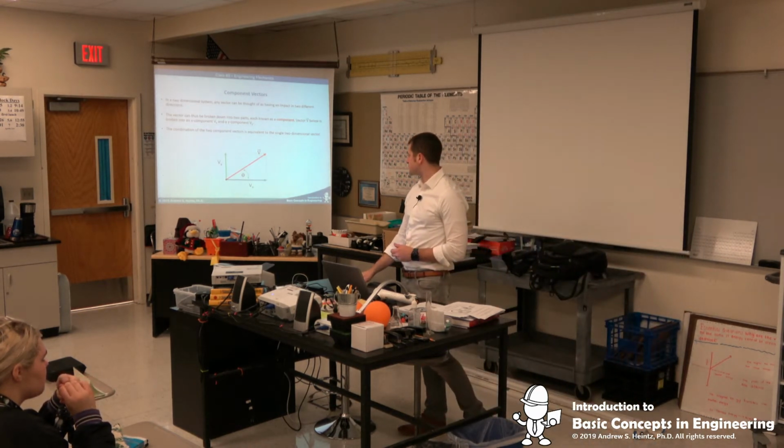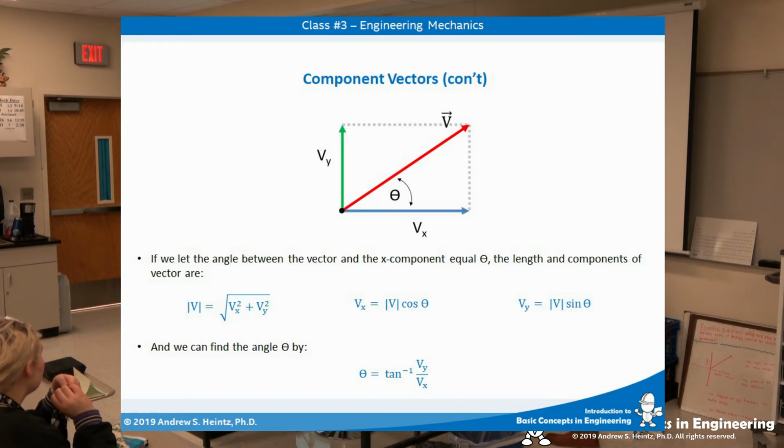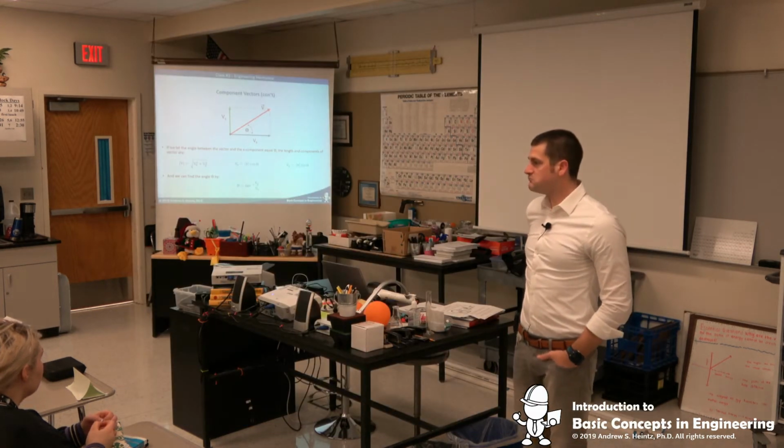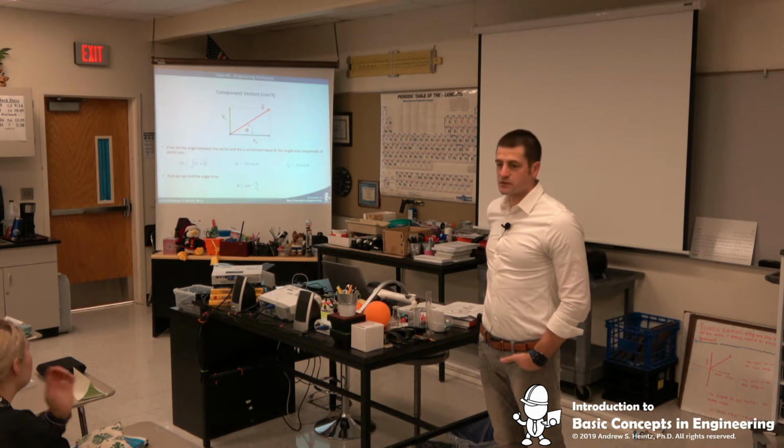Well, we're going to use our trig. So in this case, if we let the angle between the vector and the x component equal theta, or it can be 90 minus theta and go the other way, whichever way, as long as you know what you're using as your frame of reference. V, which is the absolute value of the vector, equals the square root of Vx squared plus Vy squared. Vx equals absolute value of V cos theta, and Vy equals absolute value of V sine theta. And then you can find the angle by taking the tangent. So was it Pythagorean theorem? Basically, it's just trig.